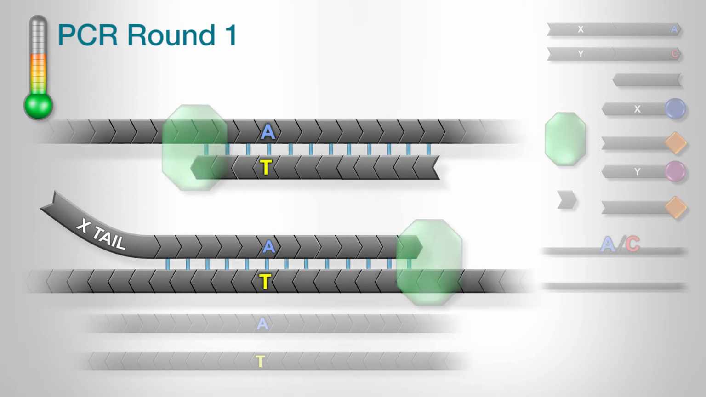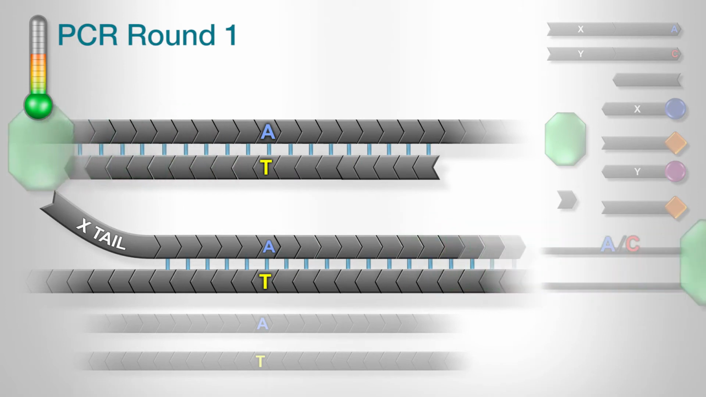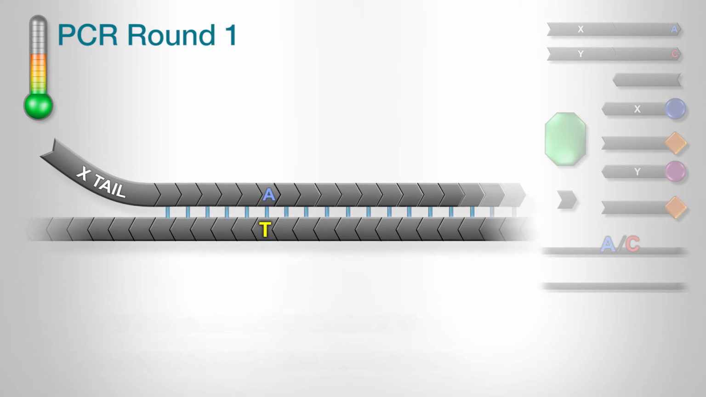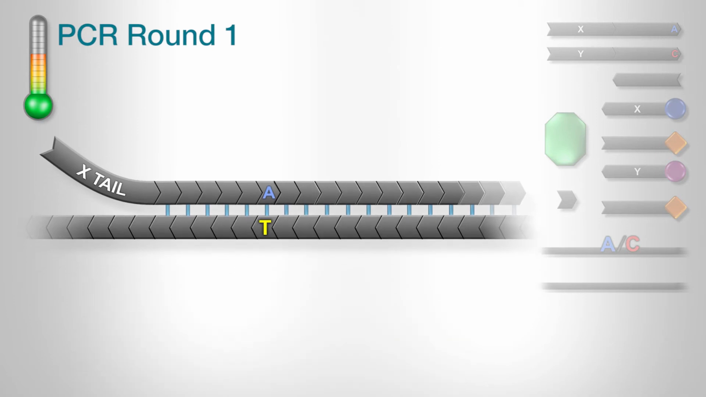At the end of KASP PCR round 1, the region of template DNA containing the target SNP will have been copied. The tail sequence that is part of the allele-specific primer will not have been copied, but will have become incorporated into the PCR product. This animation will now focus on the PCR product that has the allele-specific tail sequence incorporated within it.